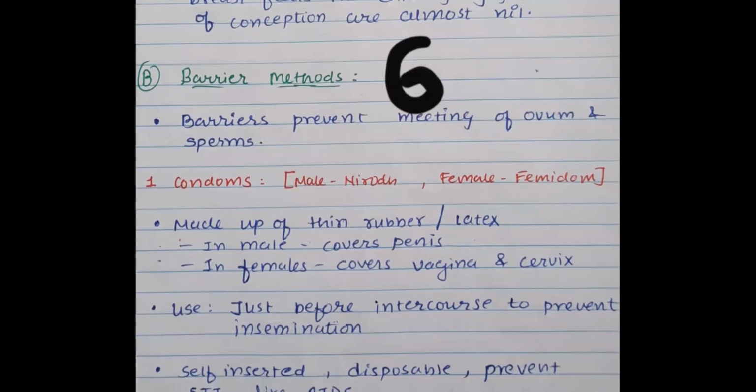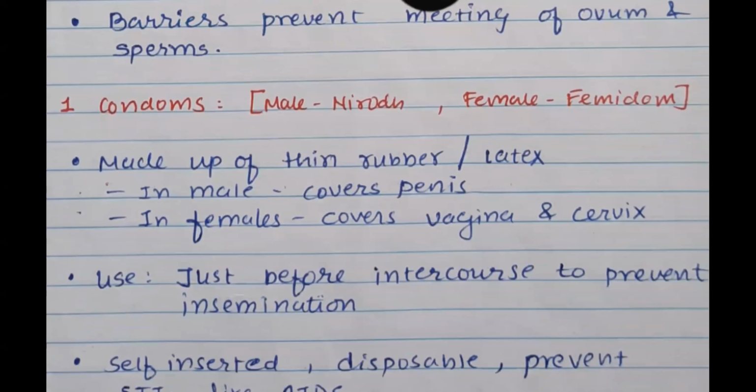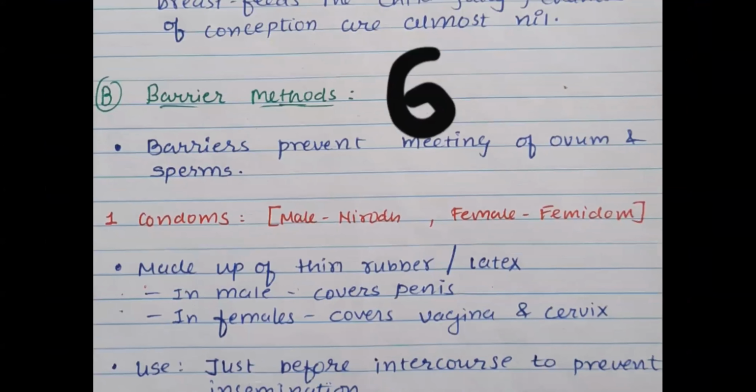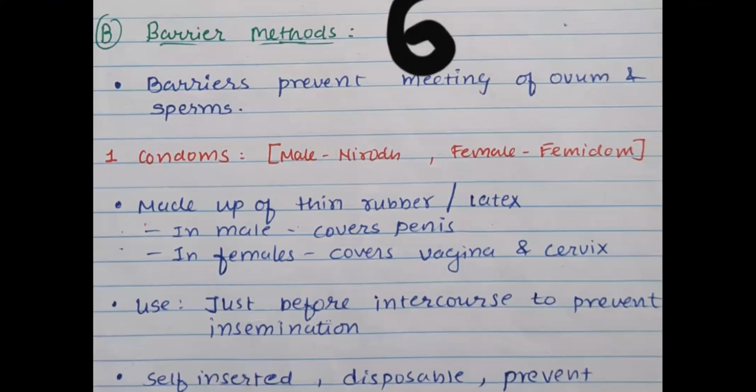Next type of method that we call barrier methods. Barrier means that some structure should be present to prevent the meeting of ovum and sperm, which creates a barrier and inhibits the meeting of ovum and the sperm.